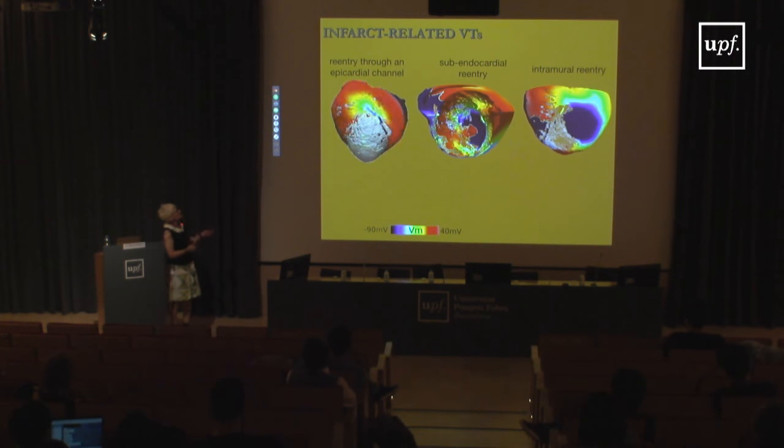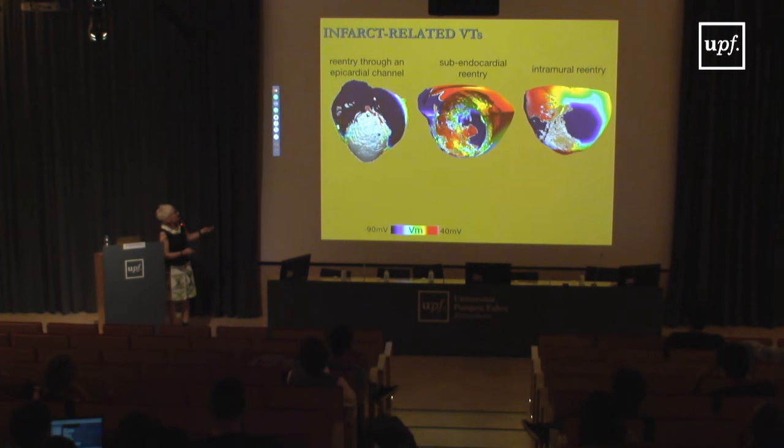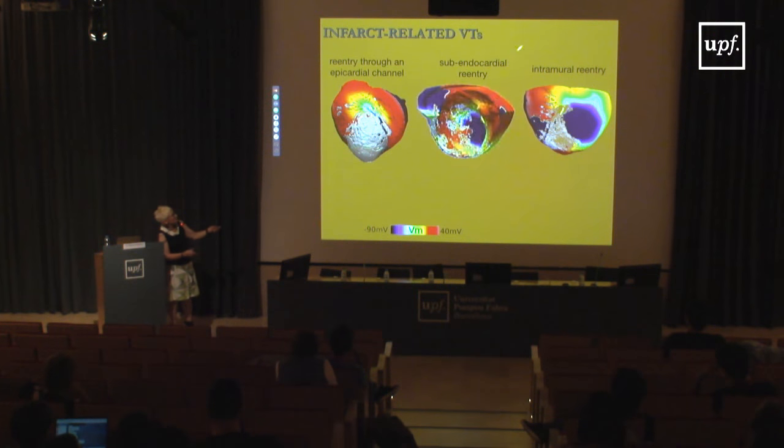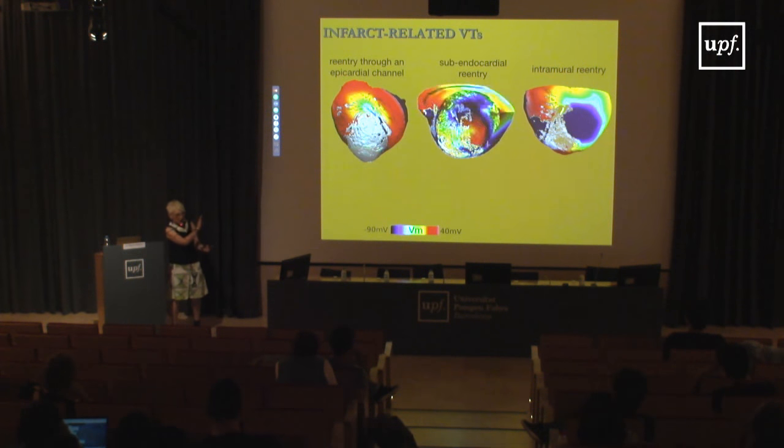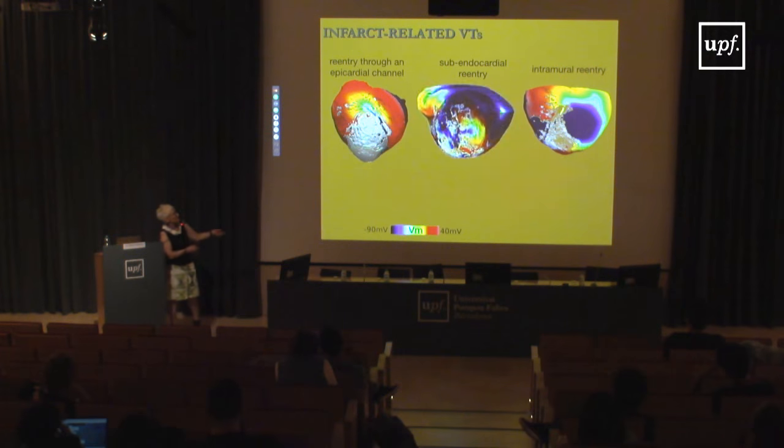So here is one arrhythmia in one of the hearts. You can see the different types of arrhythmias that can be set up in these hearts. This one has a clear channel. You can see it right here, and the electrical wave goes through it and sets up a reentrant arrhythmia. In this one, the reentry was subendocardial. It was mostly on the endocardial layer, and it stayed mostly in this layer without going to the epicardium.